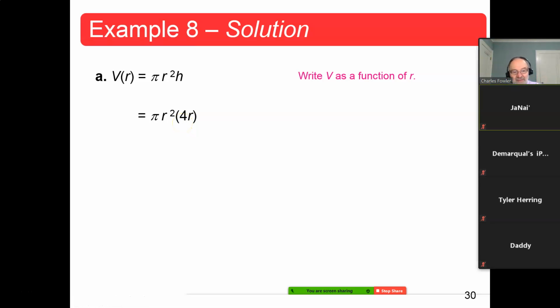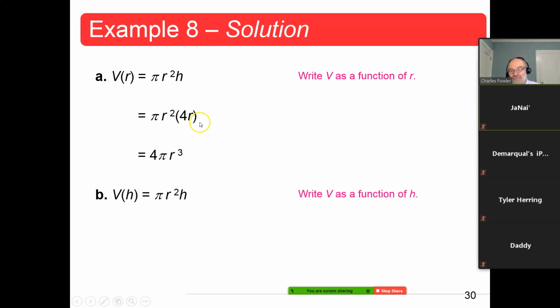And then all you do is gather your numbers together for pi, and gather your variables together, r cubed. There you have the function volume as a function of r alone. This time we start with that same combined volume. That's a correct answer, but this is not a function of h alone. You still got r's in there.